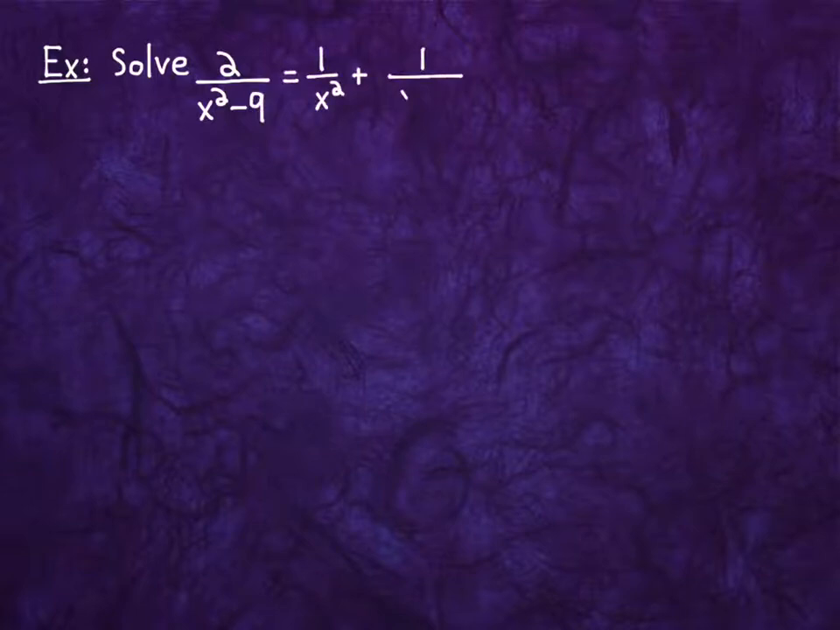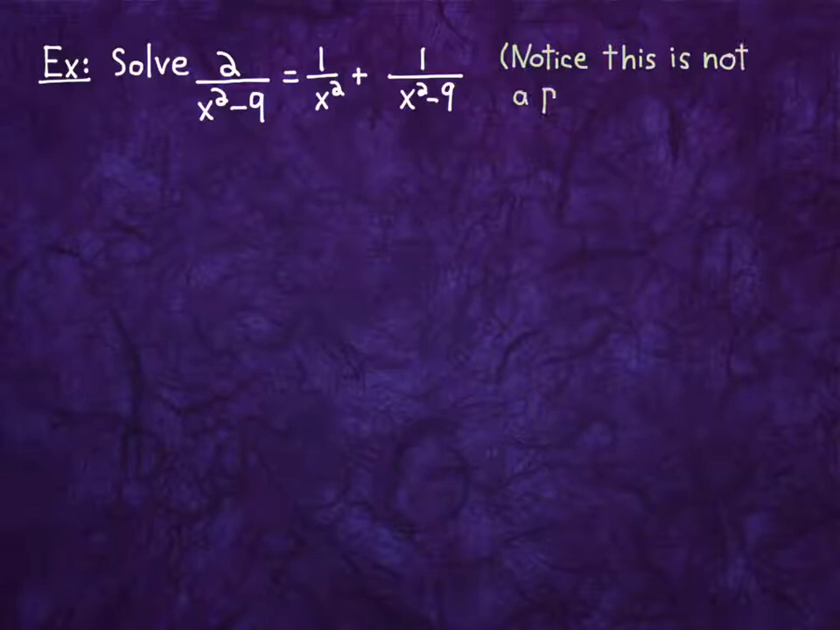Okay, in this video I'm going to do an example solving an equation with rational expressions that is not a proportion. This is not a proportion: 2 over x squared minus 9 equals 1 over x squared plus 1 over x squared minus 9. It's not a proportion because on the right hand side there are two fractions, and it's supposed to be a fraction equal to a fraction. So now there are two ways of solving this.